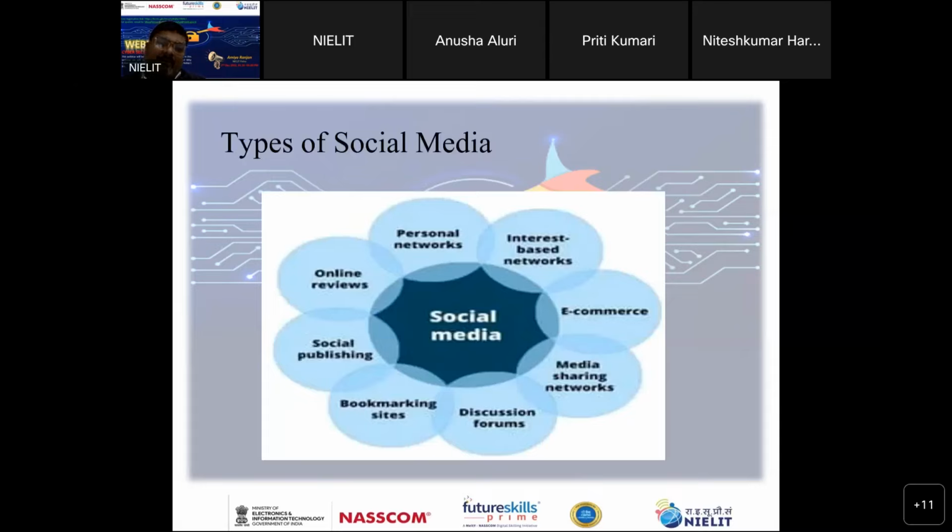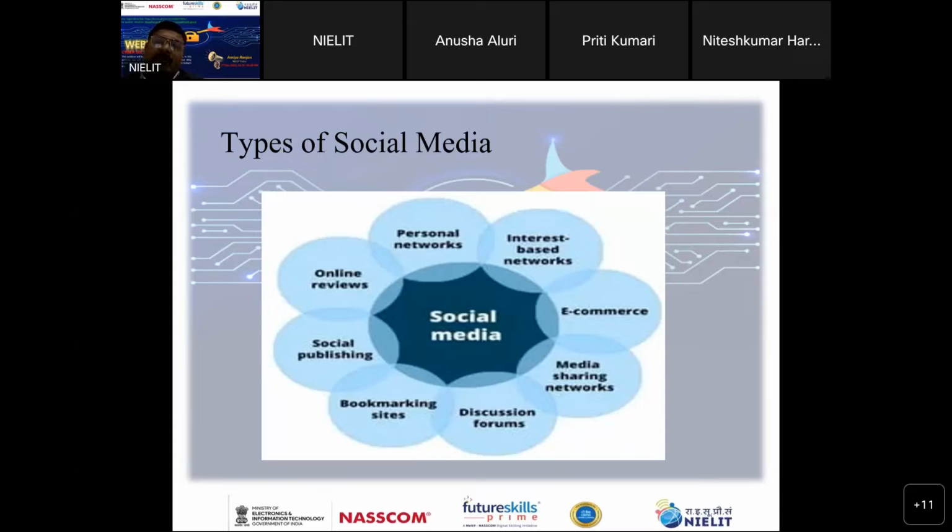What are the different types of social media? They are personal network, interest-based network, e-commerce, media sharing networks, discussion forum, bookmarking sites, social publishing, and online reviews. If we talk about each of them, personal networks include WhatsApp, Facebook Messenger, and Google Messenger. These types of social media sites are known as personal network social media sites.